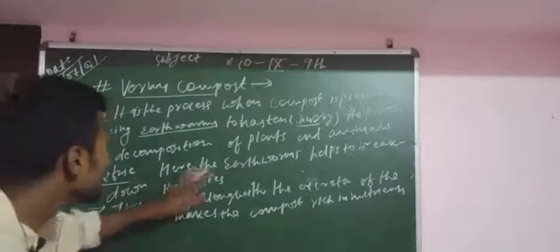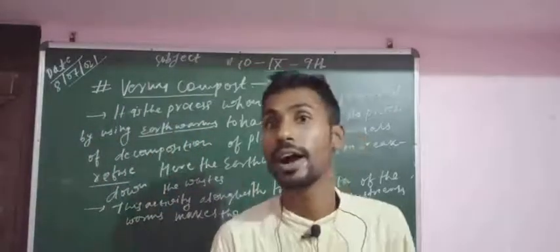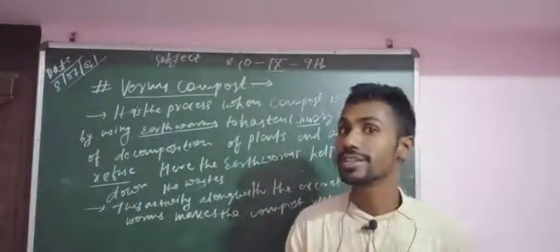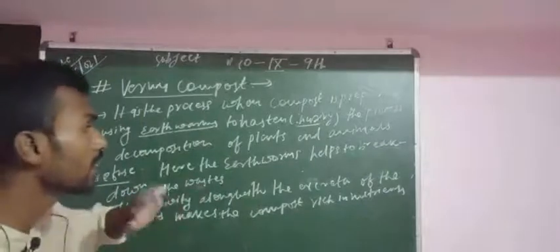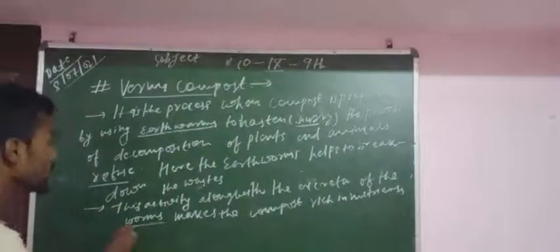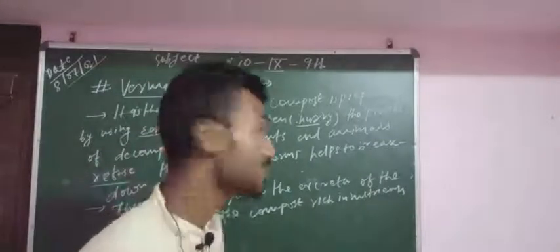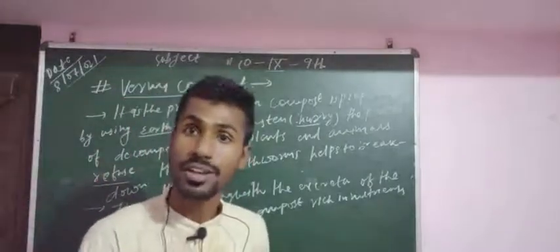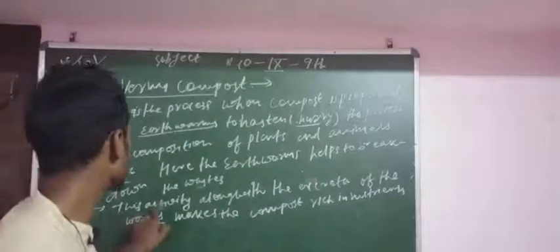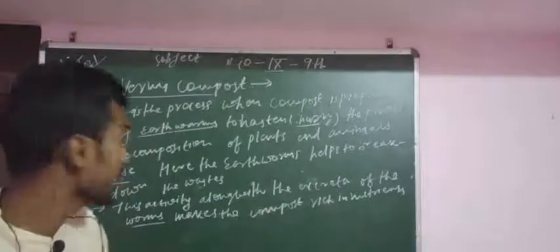Here the earthworm helps to break down the wastage. The earthworm easily breaks down, decomposes the wastage, and it completely converts it into manure. This activity, along with the excreta of the worms, makes the compost rich in nutrients.